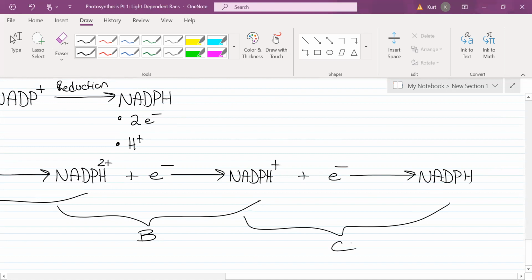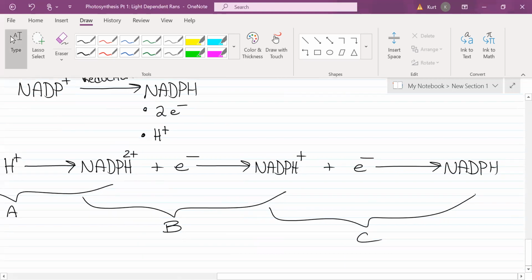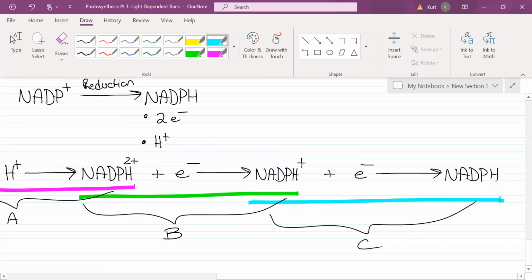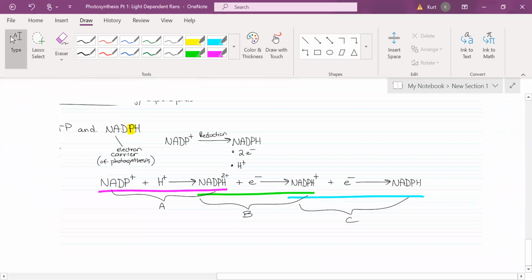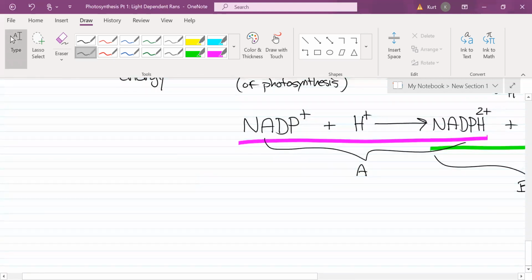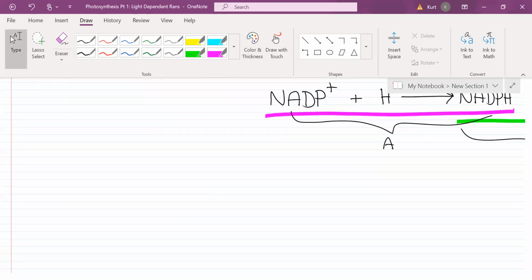So this is another example of coupled reactions. There's 3 coupled reactions. The product of reaction A is a reactant for reaction B. A product of reaction B is a reactant for reaction C. Here's your first reaction. Here's your second reaction. Here's your third reaction. Okay, so that is your electron carrier, 2 electrons at a time. Next.